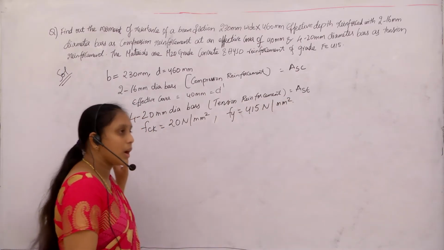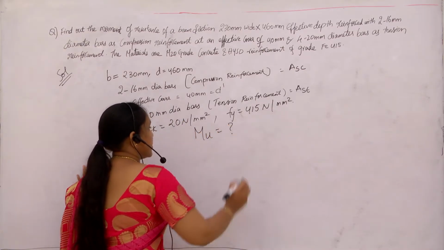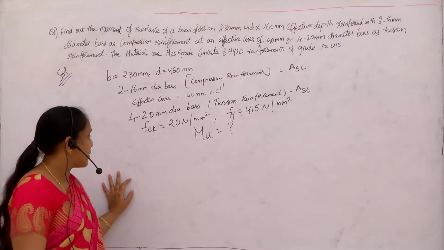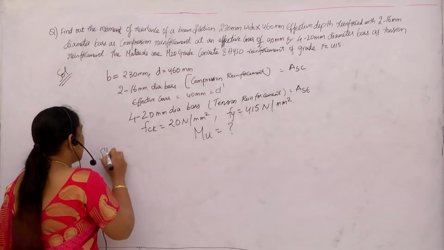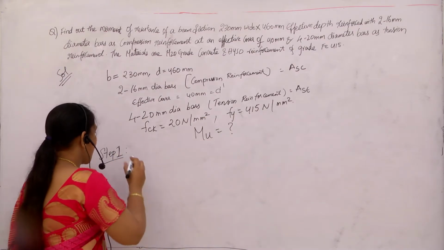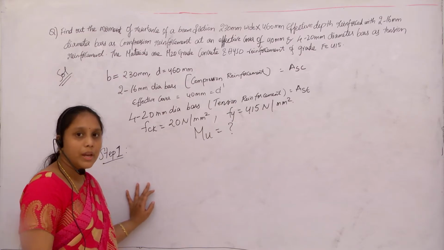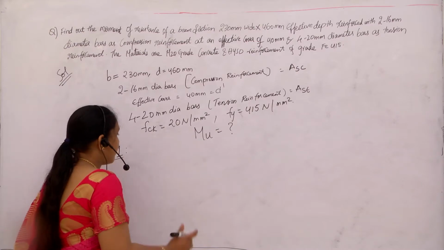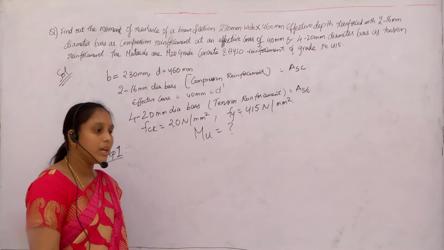So what is it asking to calculate? It is asking to calculate the moment of resistance Mu. So how will you calculate the moment of resistance Mu, which we have already discussed previously? What is the first step you have to do? The first step is to find out the neutral axis depth xu. Xu has to be found out. So for finding out xu, you have to equate the total forces of compression to the total forces of tension.